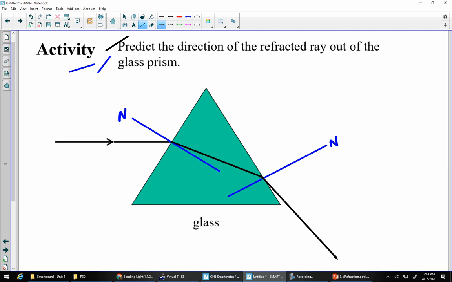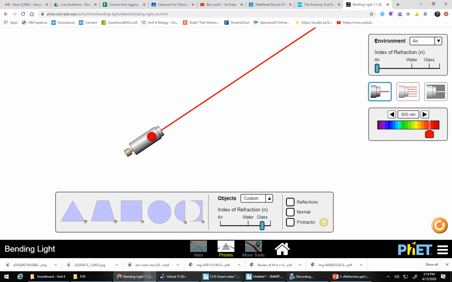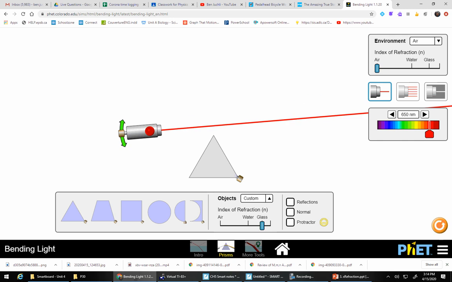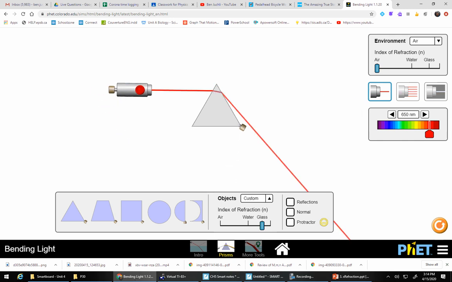Actually, you know what, let's check it out one more place. This thing is pretty cool. I really thoroughly enjoy this. So let's get a triangular prism. Let's first set this thing up so that it's going completely horizontal, perfect. And let's put that triangular prism in its way, and there we go. That is pretty much what we see happening there.